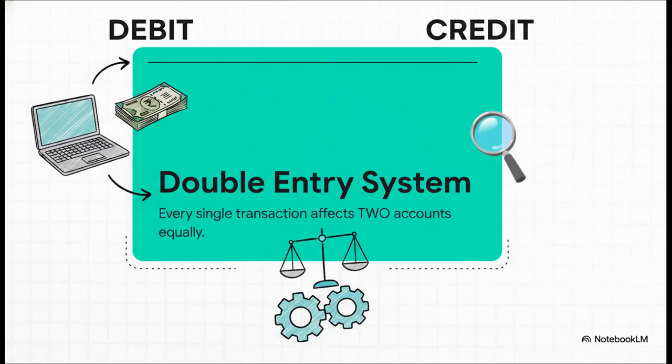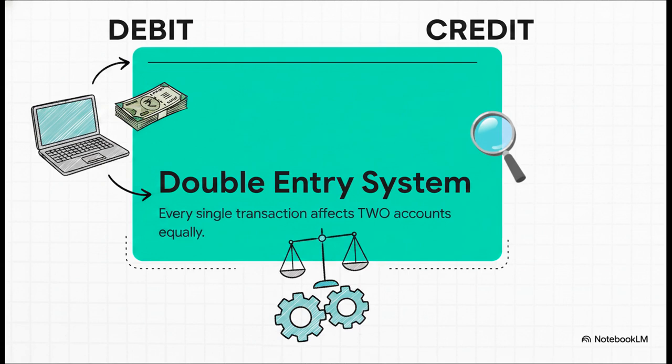Unit 2, the double entry system. Listen up, folks, because I can practically guarantee this is going to be on your final. The double entry system is, without a doubt, the single most important concept in accounting. By definition, it's a system where every single transaction affects 2 accounts equally. It's actually incredibly simple in practice.